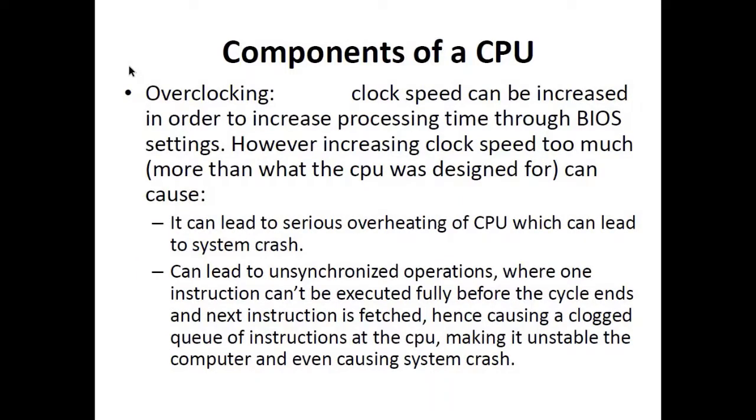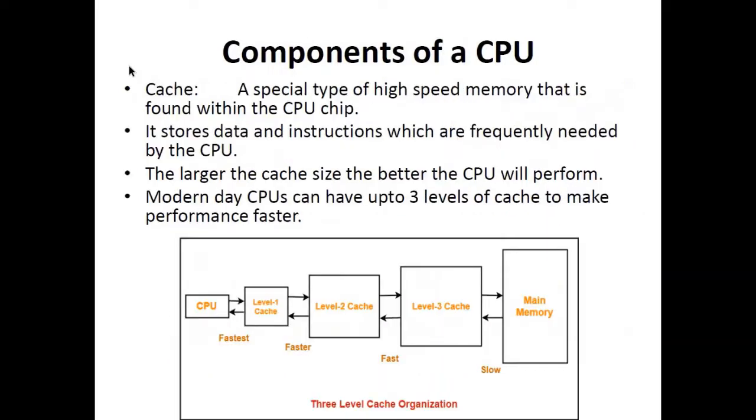Overclocking. Clock speed can be increased in order to increase processing speed through the BIOS, basic input output system. However, increasing clock speed too much, more than what the CPU was designed for, can cause overheating of the CPU, which can cause a system crash. It can lead to unsynchronized operations where one instruction can't be executed before the cycle ends and the next instruction is fetched, hence causing a clogged queue of instructions at the CPU, making it unstable, which can cause a system crash or hardware crash.